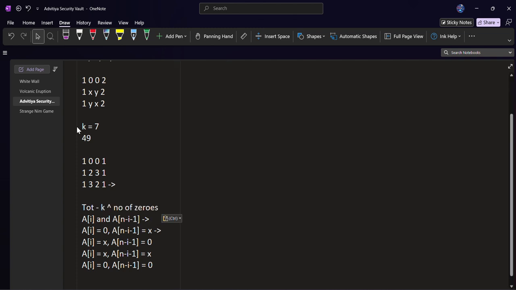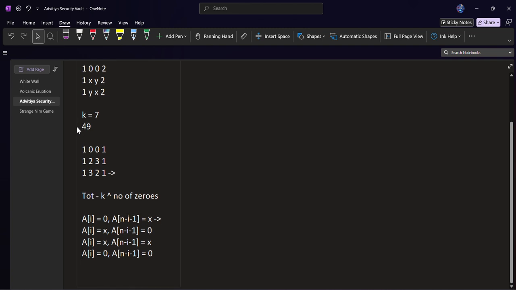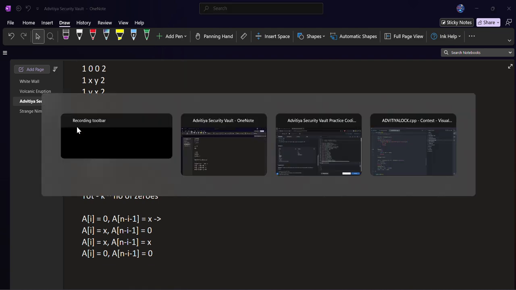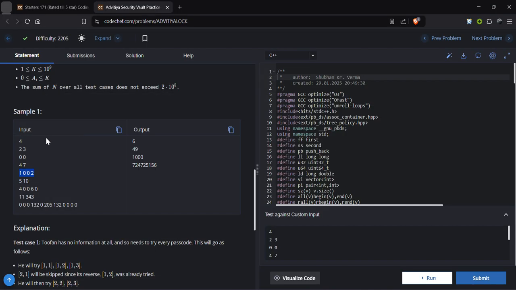Okay, and now if we are trying to make the reverse, for the reverse to be possible, we must have a of i assigned to x. Let's look at this example, this one.